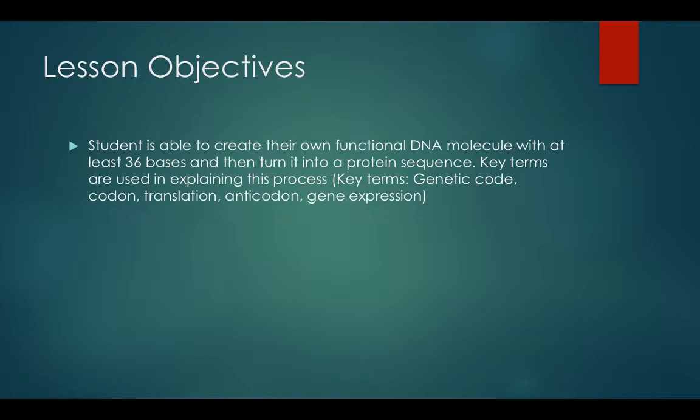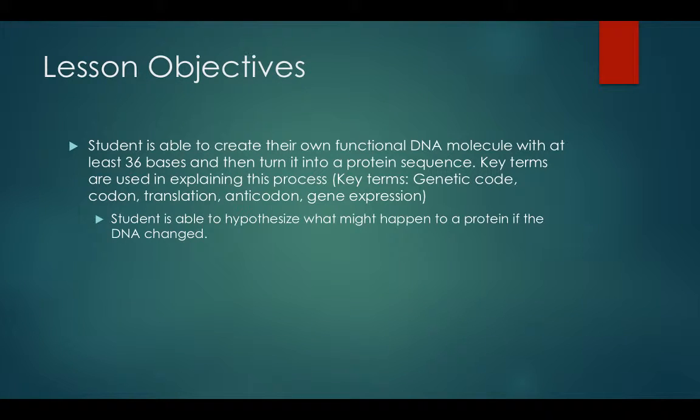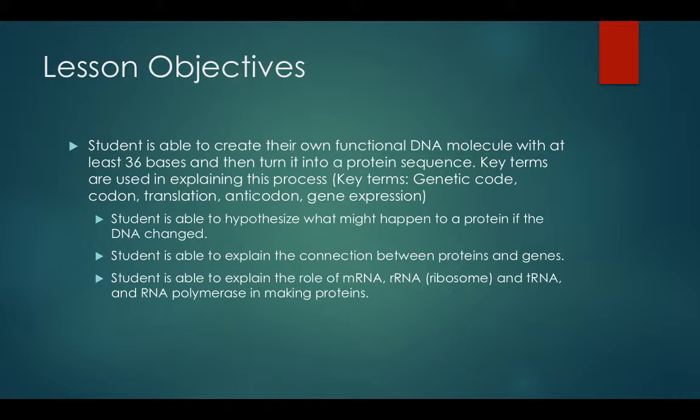What you're going to do here, guys, is pretty simple. You're going to have to use key terms like genetic code, codon, translation, anticodon, and gene expression to make your own DNA molecule and explain what is going on here. So, first thing you have to be able to do is explain to me what might happen to a protein if the DNA was changed. Second, I want you to explain to me what the connection between proteins and genes is. And finally, I want you to explain to me the role of DNA polymerase in making proteins.